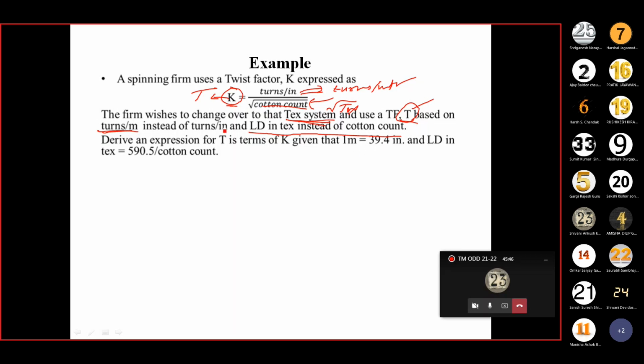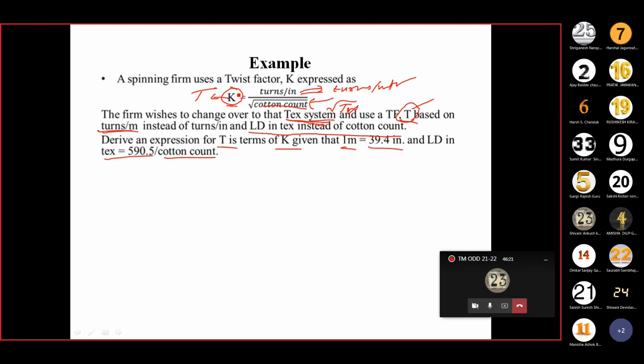Now they ask to derive an expression for T in terms of K. They have also given that 1 meter is equal to 39.4 inch and tex is equal to 590.5 divided by count, English count. That we know already, that we have discussed while solving the yarn diameter related numericals.